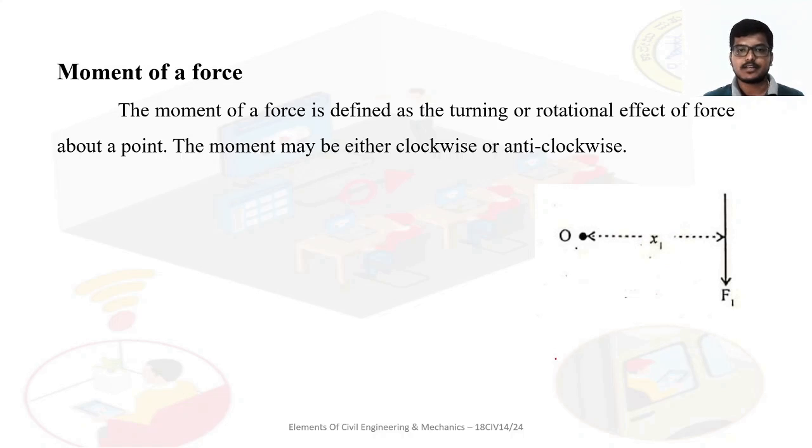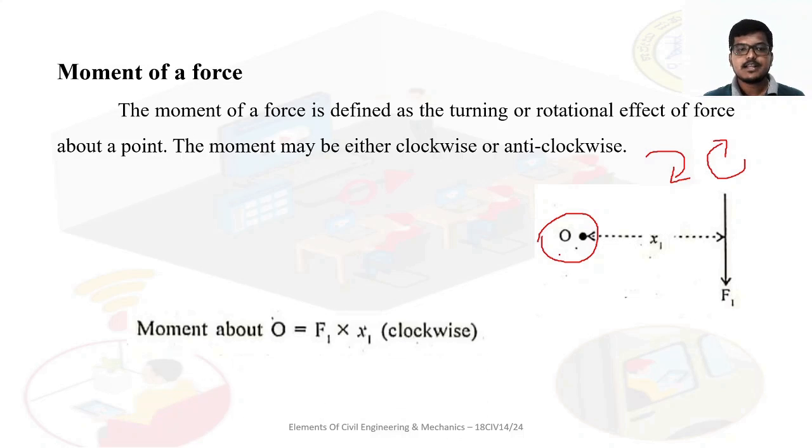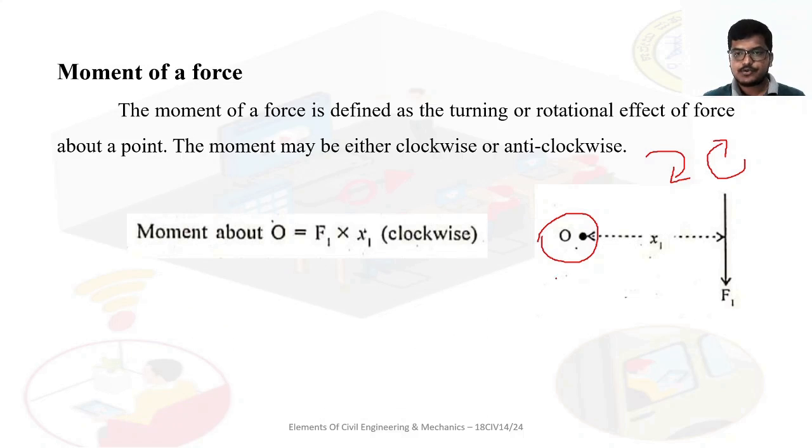The moment may be either clockwise or anti-clockwise. So clockwise is this, anti-clockwise is this. O is a point, and F1 is a force, so F1 is creating a moment about O. How to calculate? Moment about O is equal to F1 into X, that is, force into perpendicular distance.